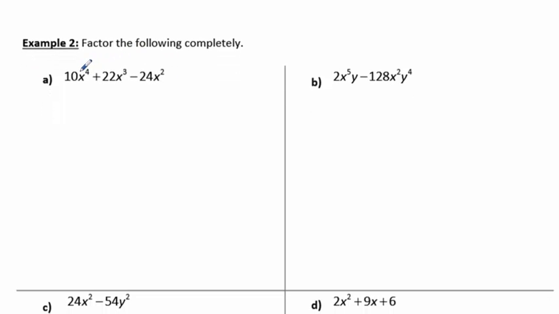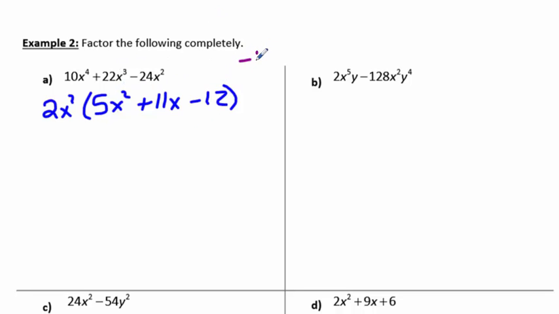Okay. Example 2, we want to factor the following completely. In part A, I can notice that there is a GCF. 10, 22, and 24 are all divisible by 2, and you can take an x squared out of each of them. It's going to leave you with 5x squared plus 11x minus 12. Let's see if we can factor that further. To factor that further, multiply first and last. It's going to get you negative 60.